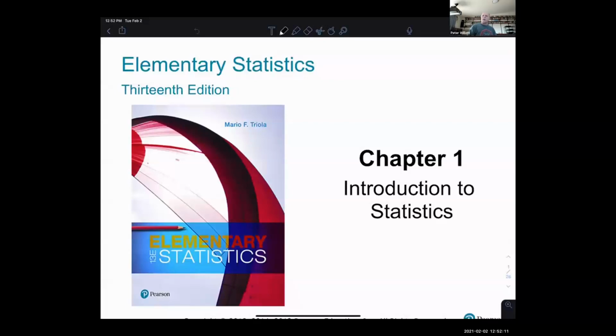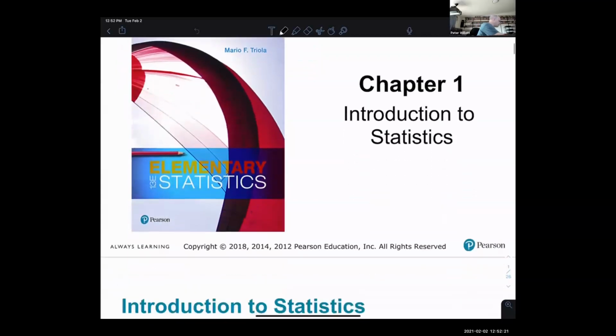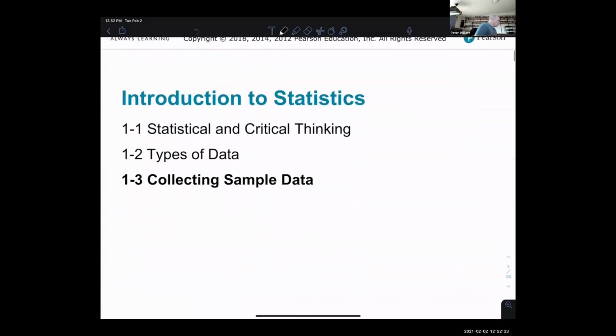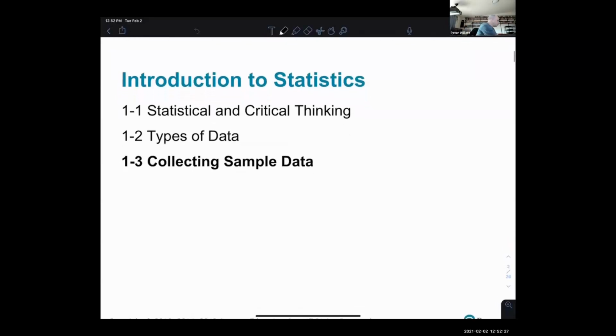All right, so today we want to give an introduction to Chapter 1, Section 3. And so our opening slide reminds us that we're looking at Chapter 1, and Chapter 1 is the Introduction to Statistics. 1.1, which we talked about last week, was Statistical and Critical Thinking. 1.2 is Types of Data.